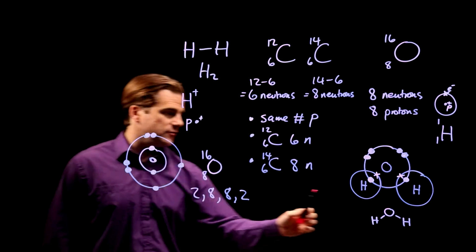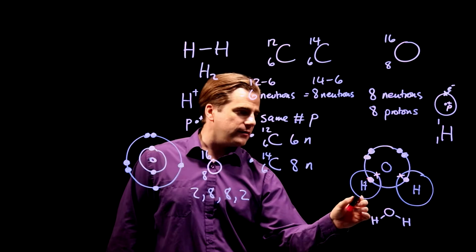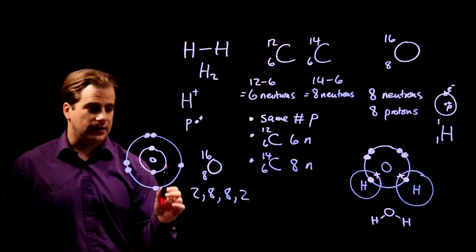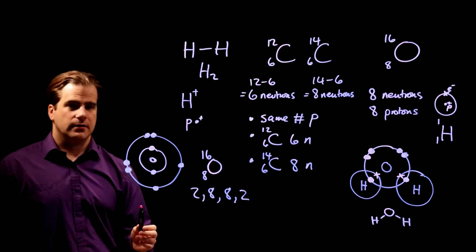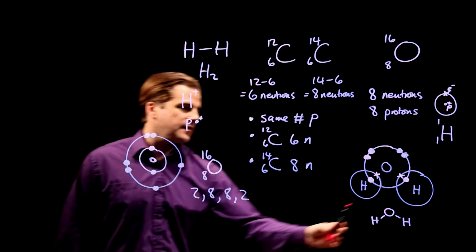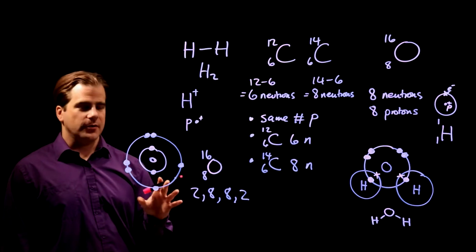And the same with the hydrogens. Because this hydrogen is borrowing this electron from the oxygen, it has 2 electrons in its outer shell. So its outer shell, the first one, is full, so it's stable and happy. And same with that hydrogen. Okay, let's move on.